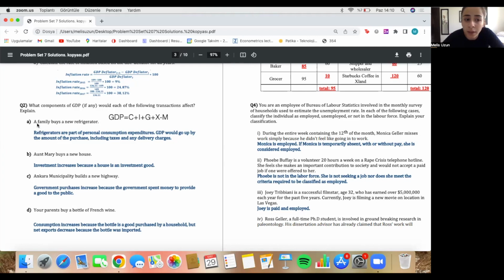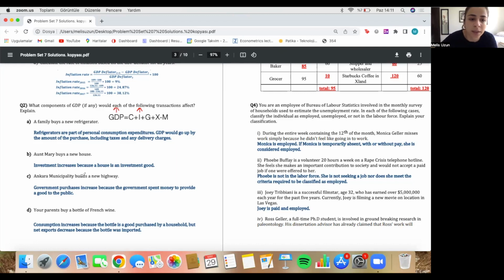If a family buys a new refrigerator, they will increase their personal consumption. So if consumption increases, GDP will also increase. Aunt Mary buys a new house. It is an investment. A house is an investment good. So if investments increase, GDP will also increase.